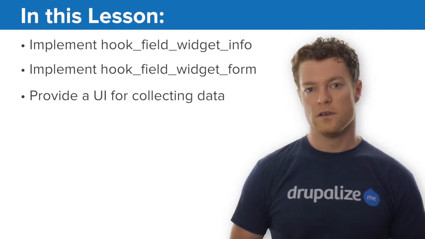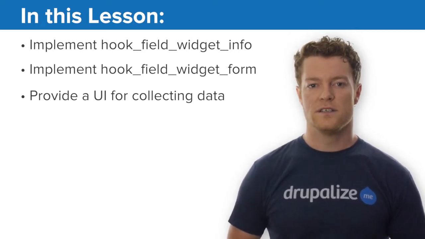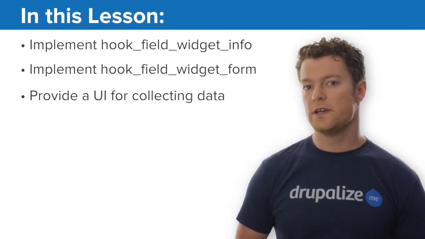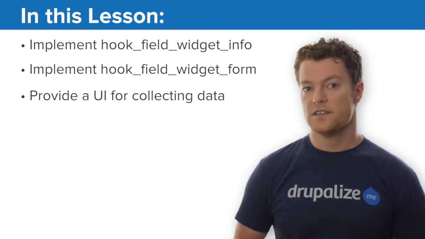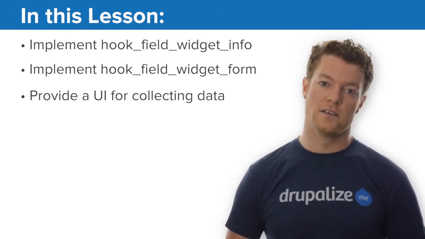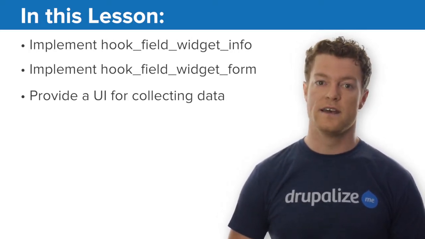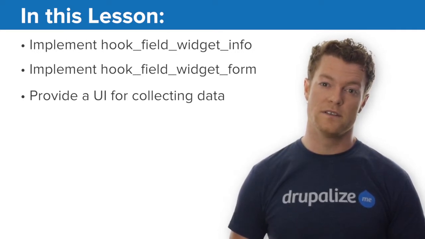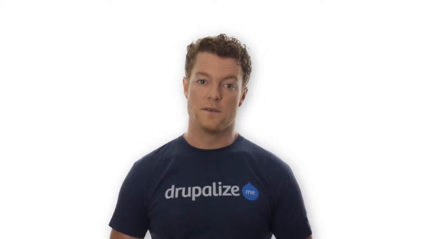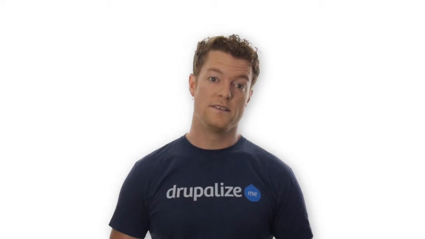In this lesson, we're going to take a look at implementing hook_field_widget_info and hook_field_widget_form. The combination of the two will allow us to provide a user interface in the form of two HTML text field elements that will allow an end user to input both a hex color and a label value to go along with any entity that has an instance of the RGB field attached to it. By the end of this lesson, you should be able to provide administrators with a user interface element for entering data for your custom field type or for any existing field type.